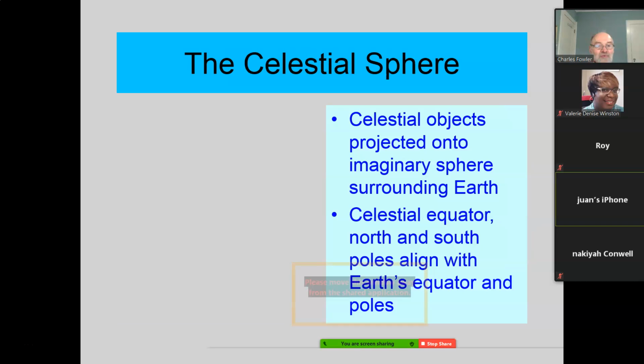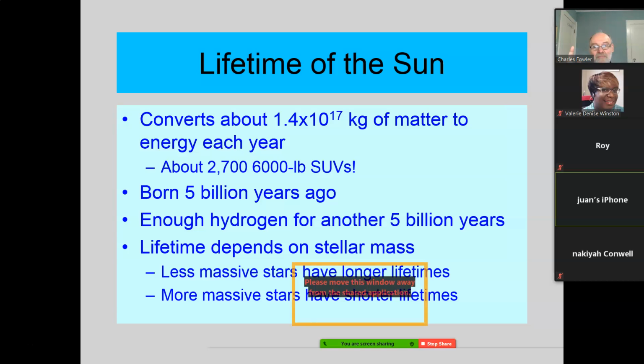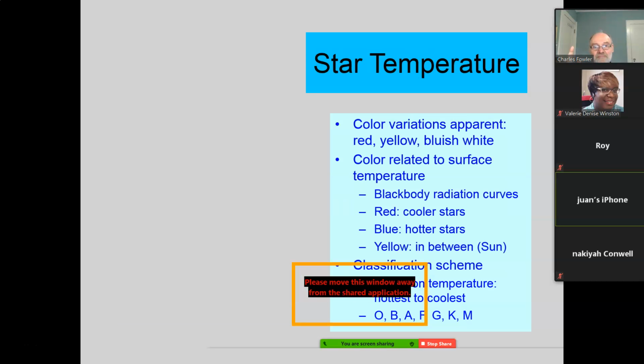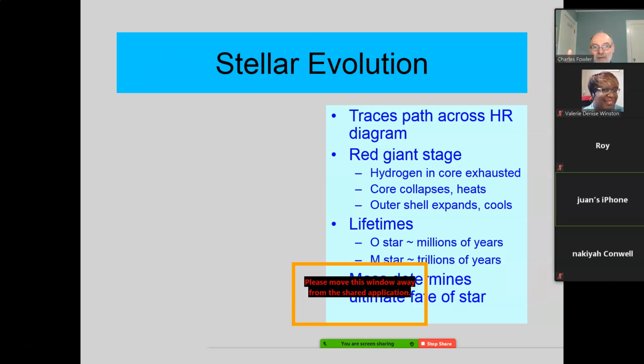Okay, so we've seen that picture before. I wanted to tie it back together. All right. We're almost back. Okay, here we are. So the hydrogen in the core is exhausted. The inner core collapses, heats up to a very hot temperature, ultimately to be a white dwarf in many cases. The outer shell expands because of that heat pushing it outward, but then cools. That's what forms your planetary nebula, which we saw before.